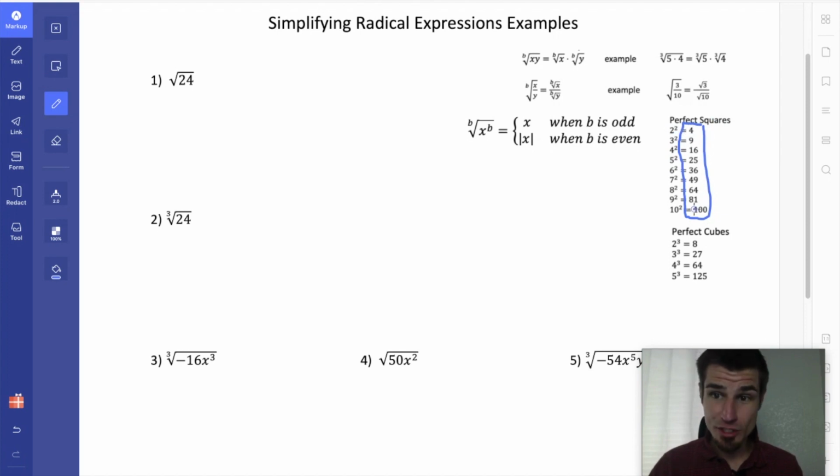Okay, these numbers are called perfect squares because, for example, 2 squared is 4, so 4 is a perfect square. 6 squared is 36, so 36 is a perfect square, etc. These numbers here are called perfect cubes. These numbers right here, these are perfect cubes because there exists some integer we can cube to get it. 2 to the third power is 8, so 8 is a perfect cube. 5 to the third power is 125, so 125 is a perfect cube. We need these numbers because they will make our life better when we're simplifying radicals.